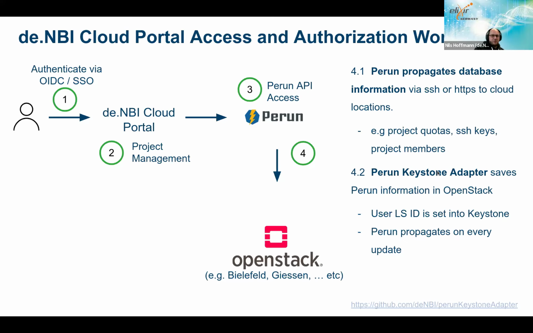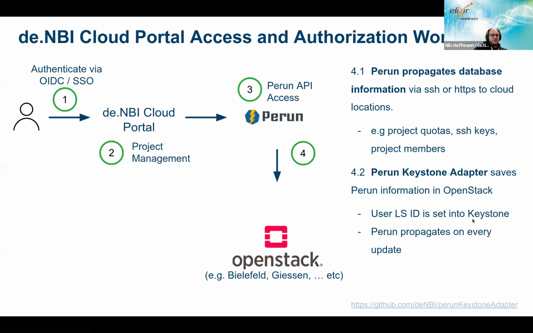This can be done via the Perun Keystone adapter that we developed at the de.NBI Cloud. You can also go to this link down here. And this basically allows you to hook up the endpoint within Perun to an OpenStack instance, and then creates and provisions the OpenStack projects on each push, and also deactivates projects that are no longer contained within the push. This also makes sure that the user Life Science ID is set into Keystone. So in OpenStack, this ensures that the users can actually log in.